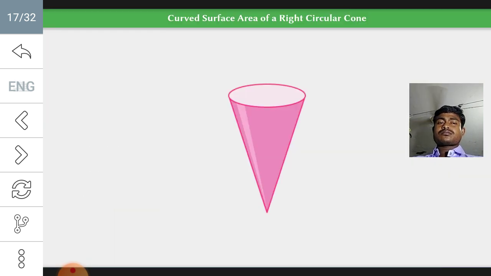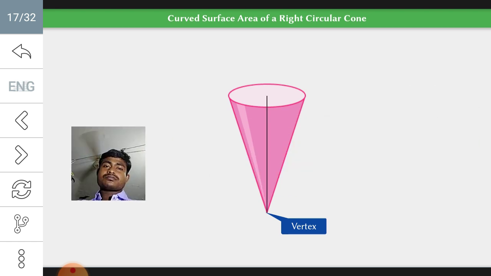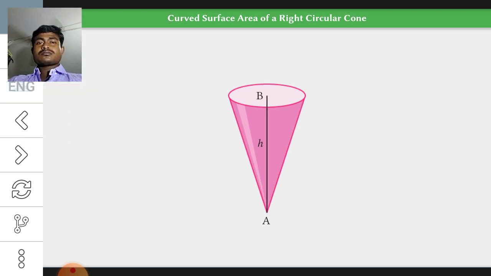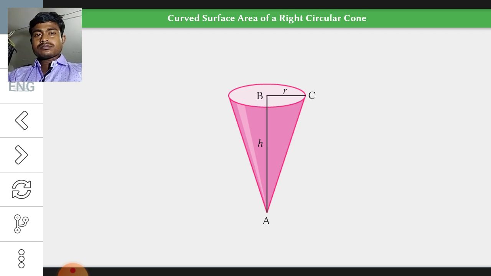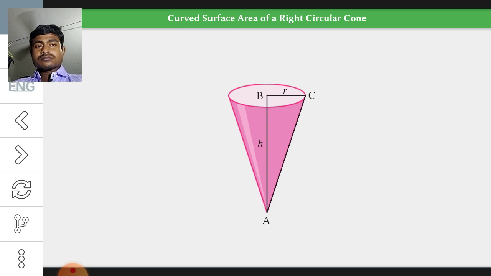As you would have learnt in earlier classes, a cone is a three-dimensional object that has a circular base that converges in a point beyond the circle through a curved surface. This point is called the vertex. Here, AB or H is the height of the cone. BC or R is the radius of the cone. AC is the distance measured from the circle to the point along the curved surface. This is called the slant height, L.